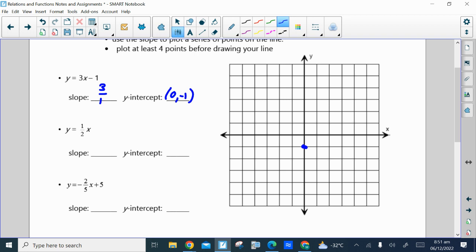And then we will apply our slope. Our slope is 3, or 3 over 1. And again, slope is rise over run. So from the y-intercept, we're going to rise 3, which means we're going to go up 3. And we're also going to run 1, which means go to the right 1. There's another point on that line.